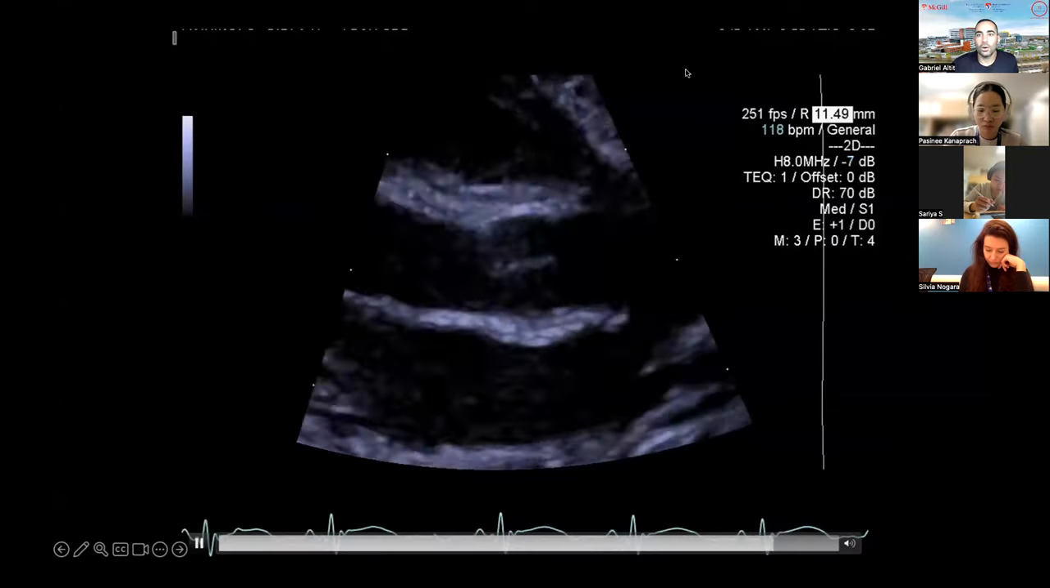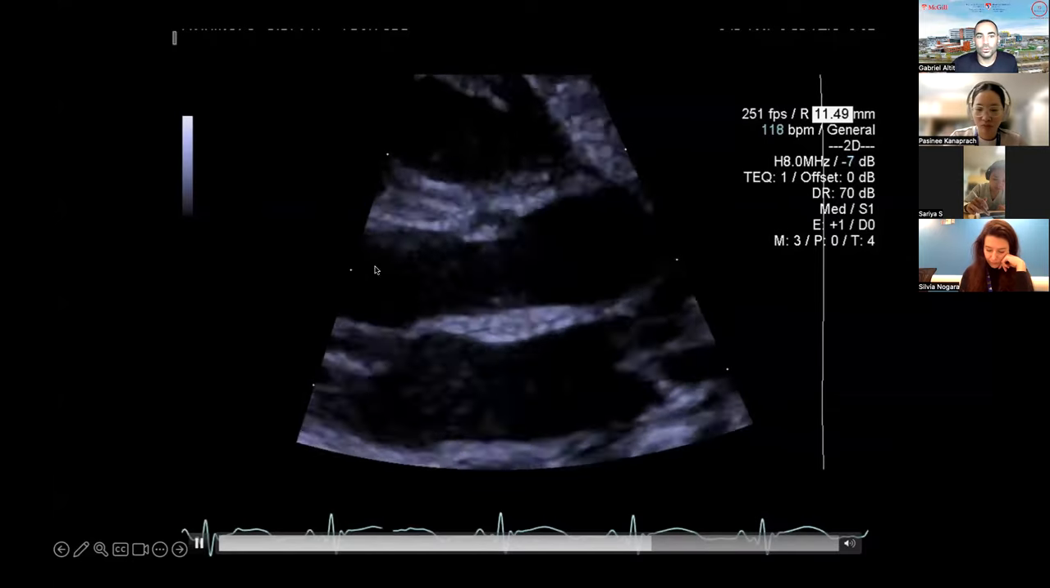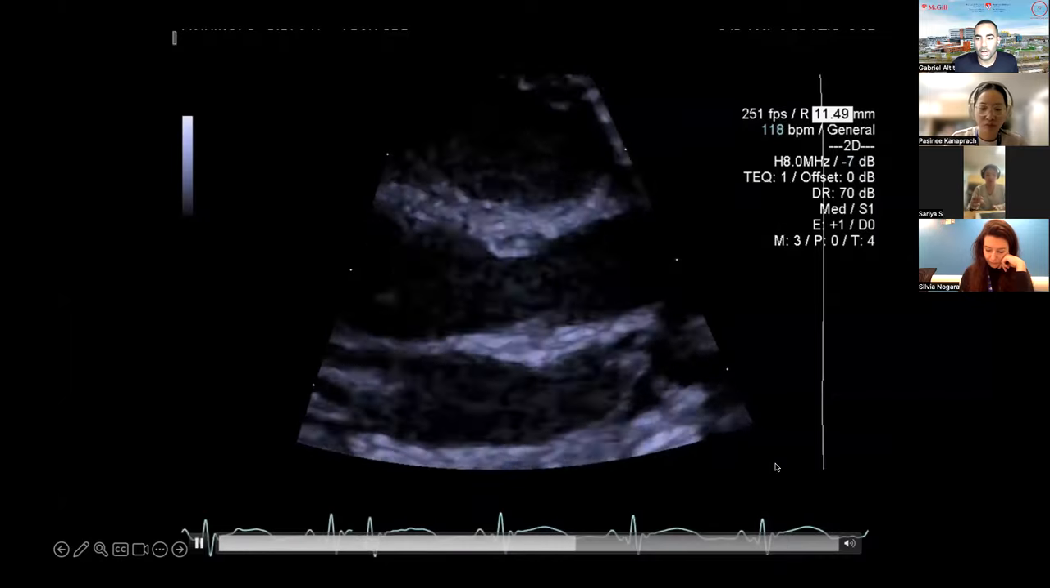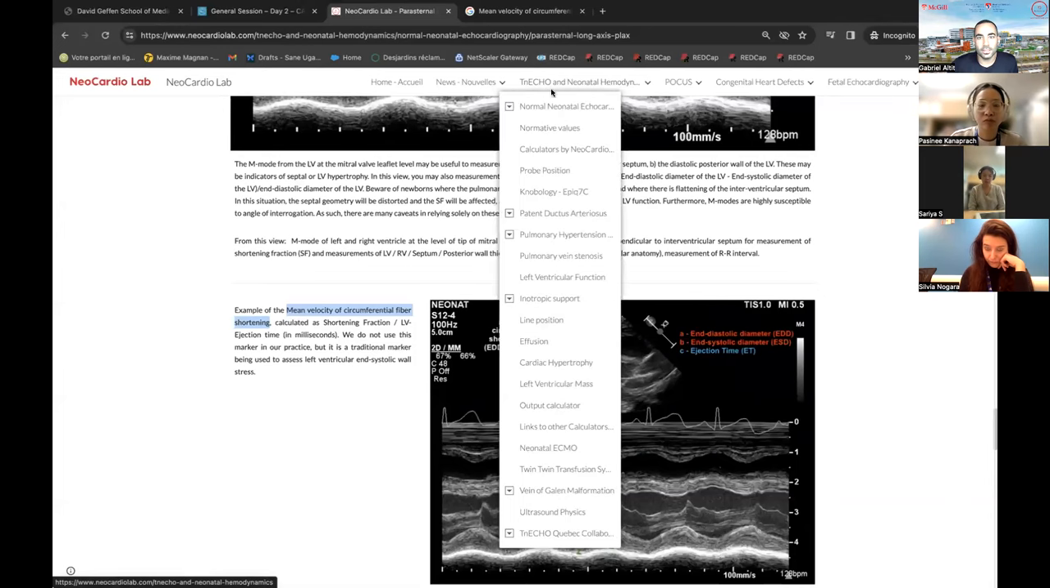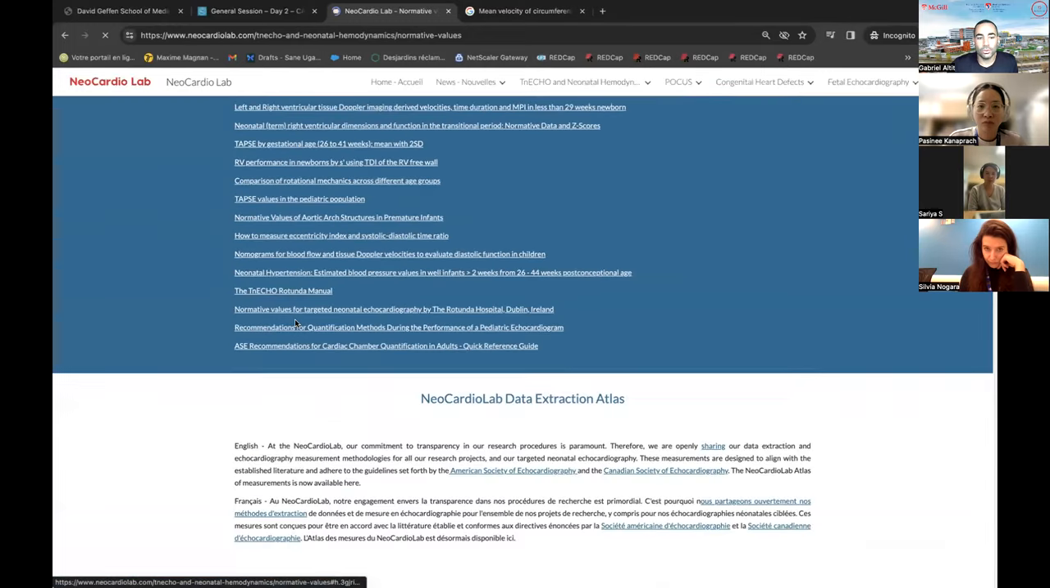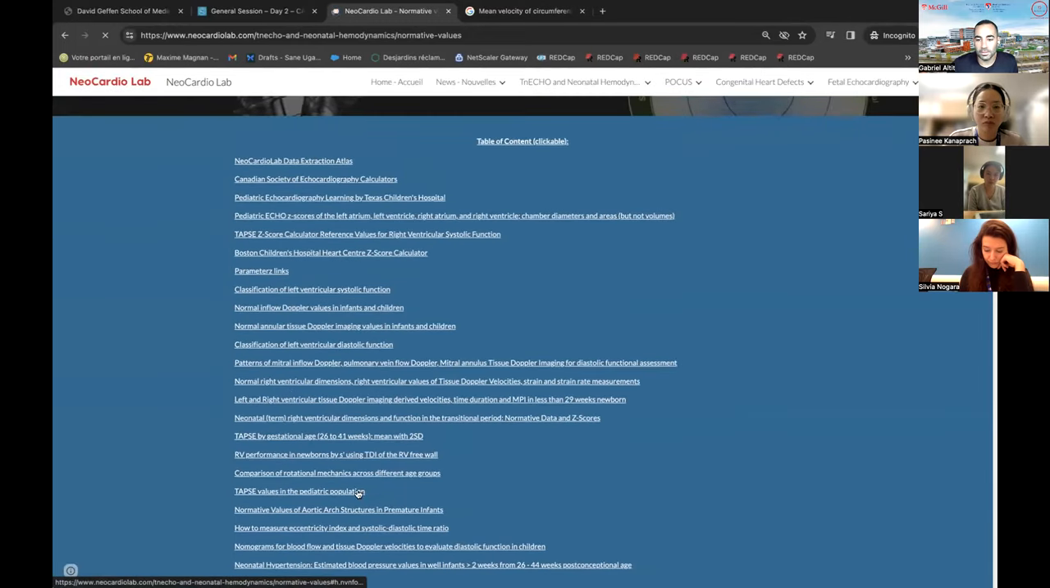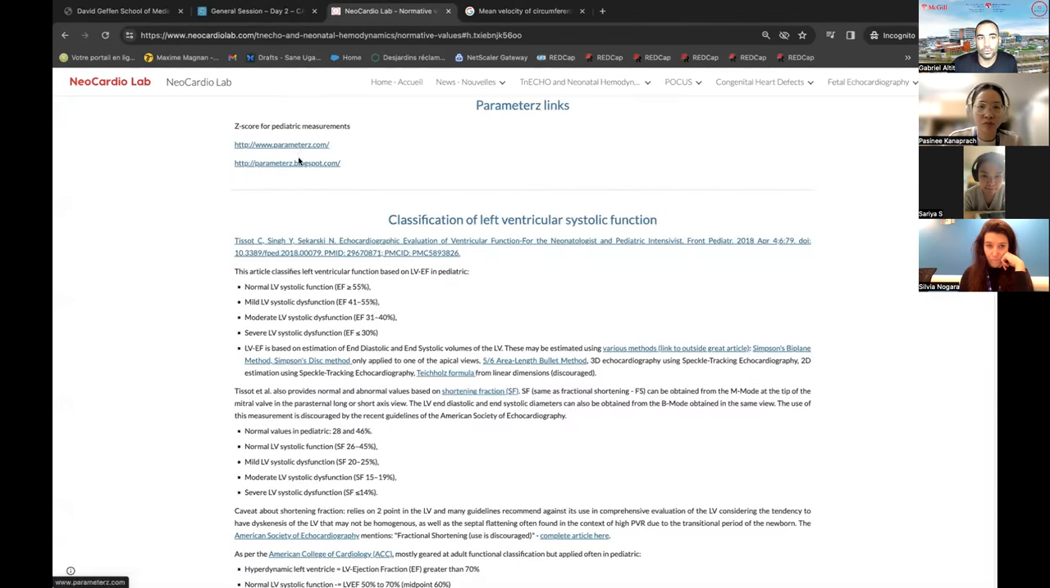Okay, so I'm gonna invite you to be aware that on the Neocardial Lab website, there is a section on normative data, which brings you to a lot of the banks of normative data. One of them is the Boston Children's bank, which has a lot of Z-score calculators based on their echo lab there. There's also Parameter Z, which is excellent. They have two sites, and it's banks of Z-score calculation.